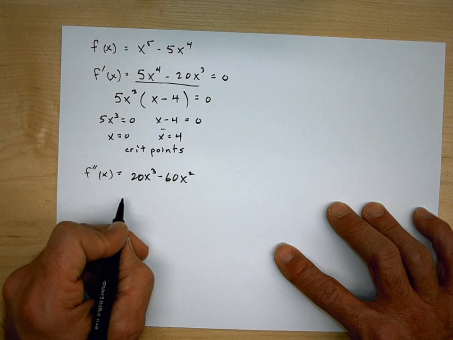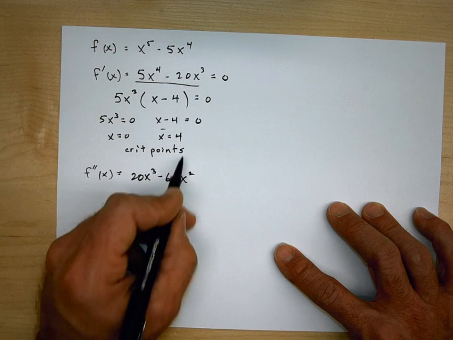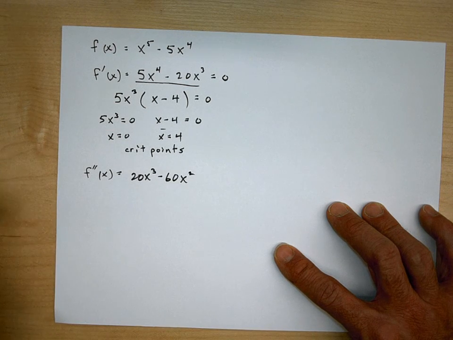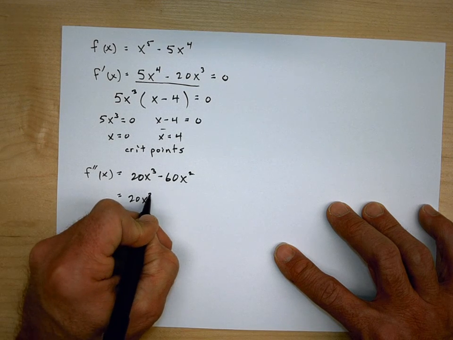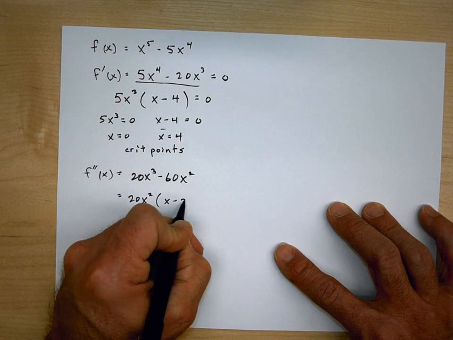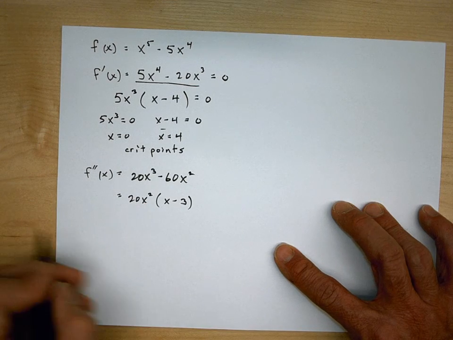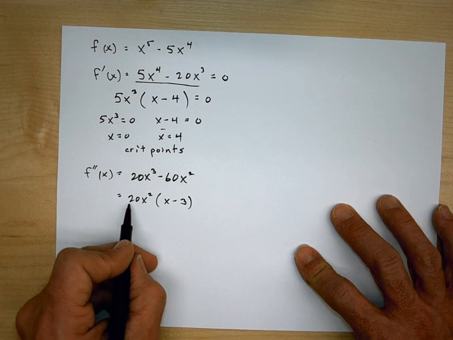And it might be easiest to factor here in order to test these, because all we care about is if it's positive or negative, right? So if I pull out a 20x squared, I'm left with x minus 3. Okay, so here is our second derivative.